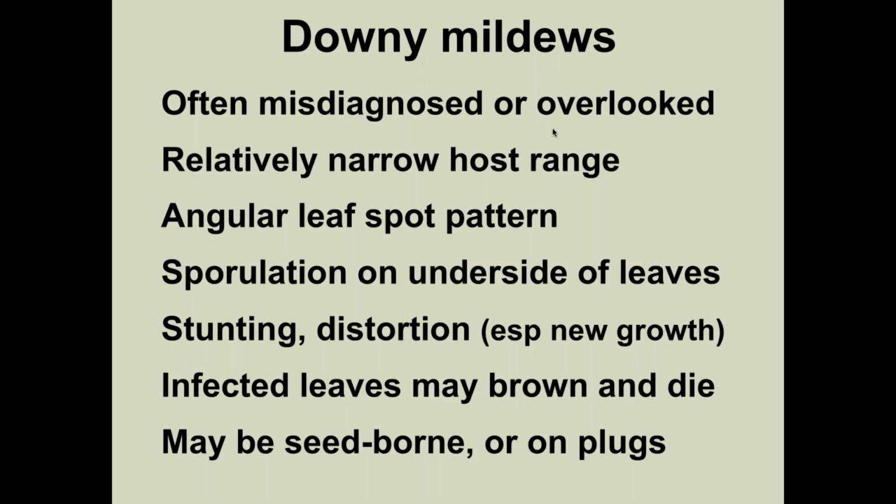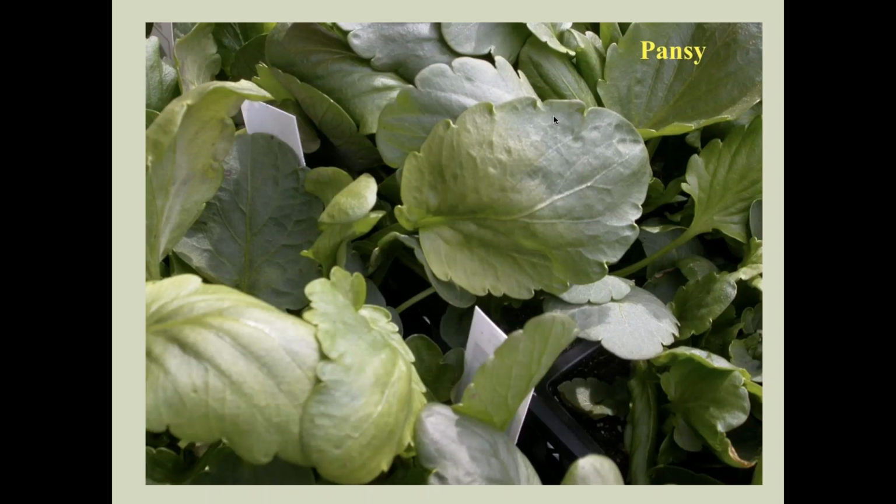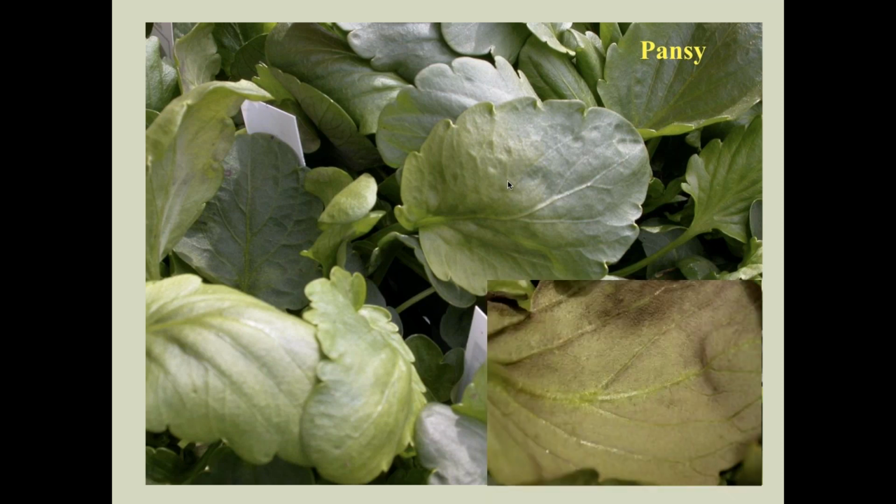A lot of these leaves will get infected and they may brown up and die, and it can be seed-borne or carried on the plug. In the case of basil downy mildew, it is definitely seed-borne. Here's pansy with just a slight yellowing showing in the center of the leaf. If we look at the underside of those leaves, there is this purplish, almost granular appearance to it, and that is all sporulation from pansy downy mildew.